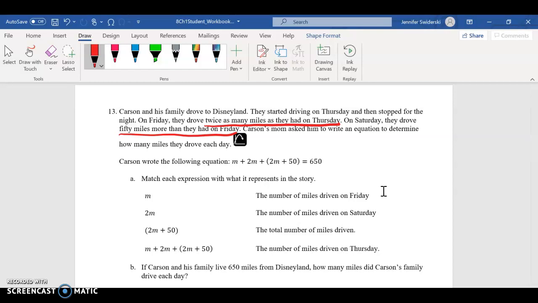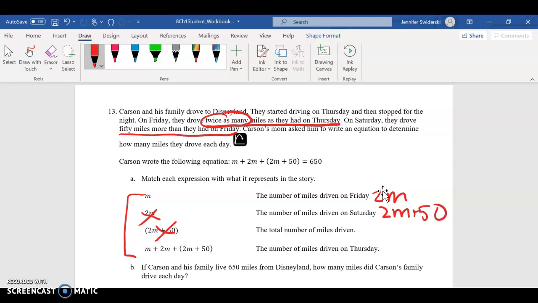For me at least, I like to go back and look and say, okay, on Friday it says they drove twice as many miles as they did on Thursday. So on Friday, twice as many miles. Which one in here would be twice as many miles? Well, 2m would be twice as many miles, and that's what they drove on Friday. So the number of miles they drove on Friday would be 2m. The number of miles they drove on Saturday? Well, it says on Saturday they drove 50 miles more than on Friday. So which one in here would be 50 miles more than Friday? Well, Friday is already 2m, so it must be 2m plus 50.